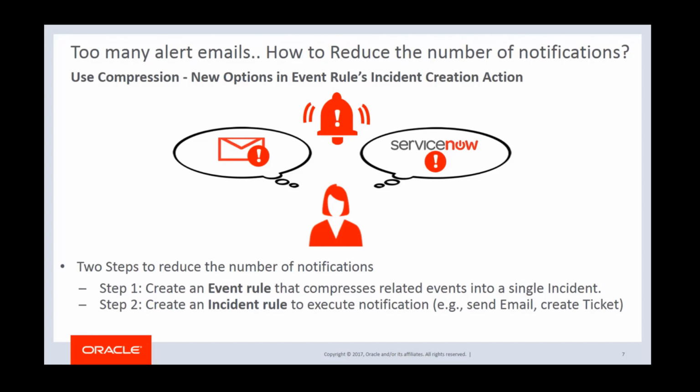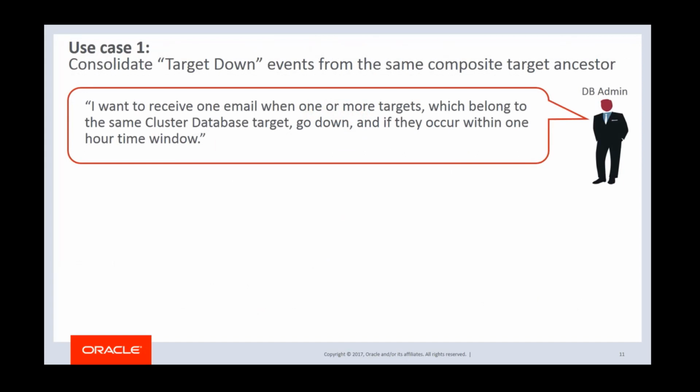The first step is to create an event rule to compress the related events into a single incident. And this is what we have been talking about already in the previous slides. In addition to that, as step 2, you need to create a separate incident rule that executes a notification. So in order to send out only one email notification, the event rule and incident rule have to be created separately and they have to be related. And the notification has to be executed by the incident rule side. So that was a quick overview of how the compression feature works.